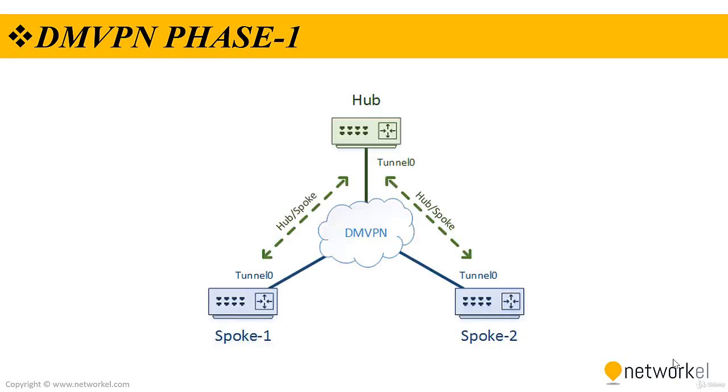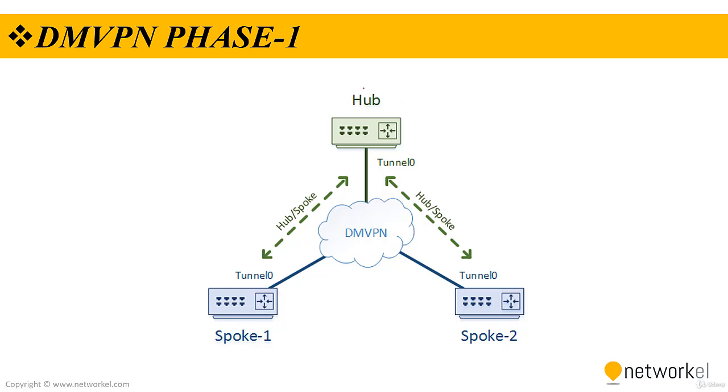Let's check the DMVPN Phase 1 first. DMVPN Phase 1 was the first DMVPN implementation and provides a zero-touch deployment for VPN sites. VPN tunnels are created only between spoke and hub sites. Traffic between spokes must traverse the hub to reach the other spoke. This is a legacy implementation of DMVPN.